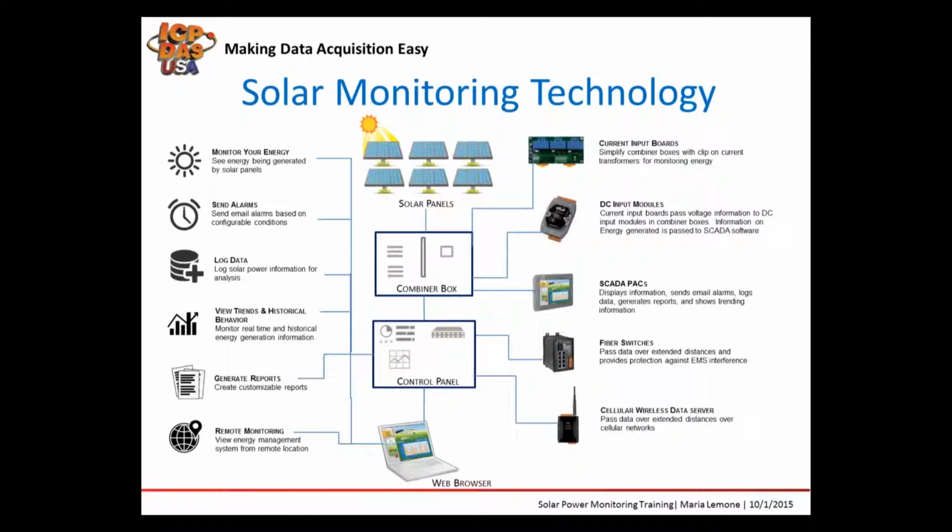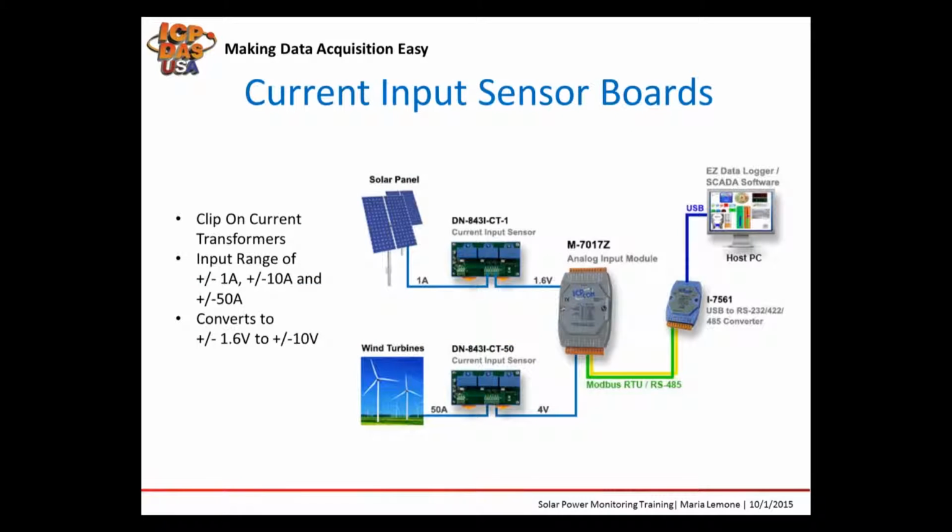Fiber switches provide EMS, electromagnetic static protection. Cellular wireless data servers pass back Modbus data to remote SCADA systems. Current input boards with clip-on current transformers monitor the current from the solar panels. They take in AC input and put out a DC voltage for monitoring energy produced by solar panels. DC input modules take the current from the board and pass it on to SCADA control and monitoring systems, which display and manipulate the information. Fiber switches and cellular device servers help to pass the information back to other systems.